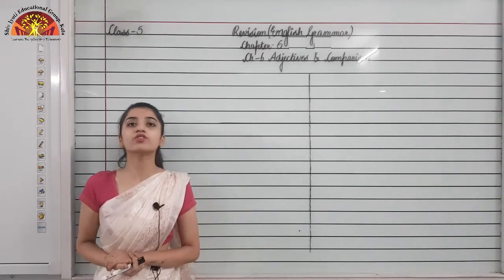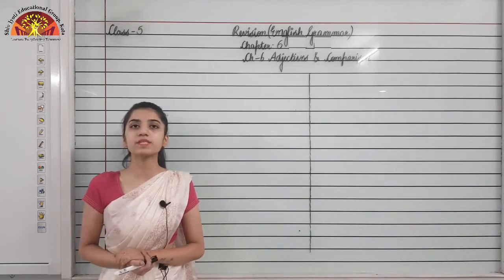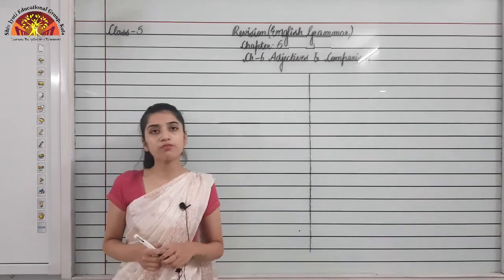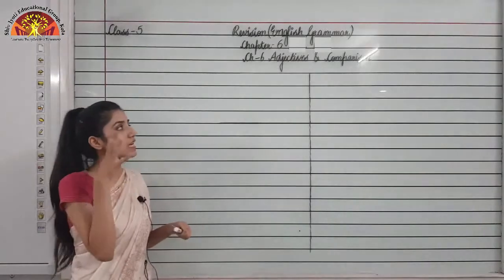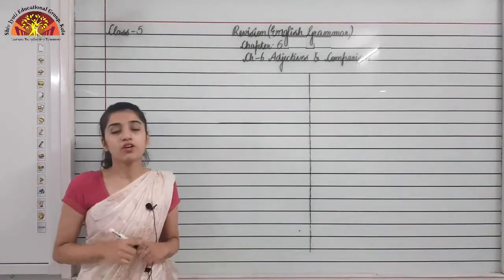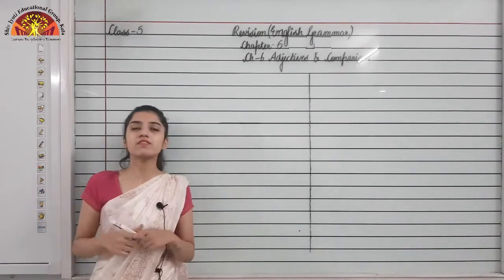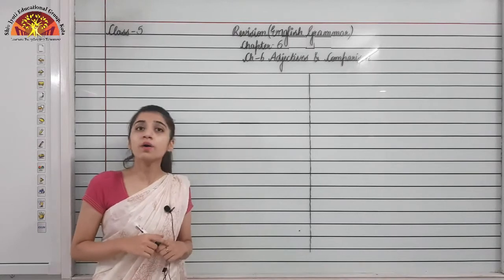Today we are going to do the revision of chapter number 6. You can open your books to page number 23 for that. First we are going to see what is an adjective. Adjectives are words which are used to describe a noun or a pronoun.